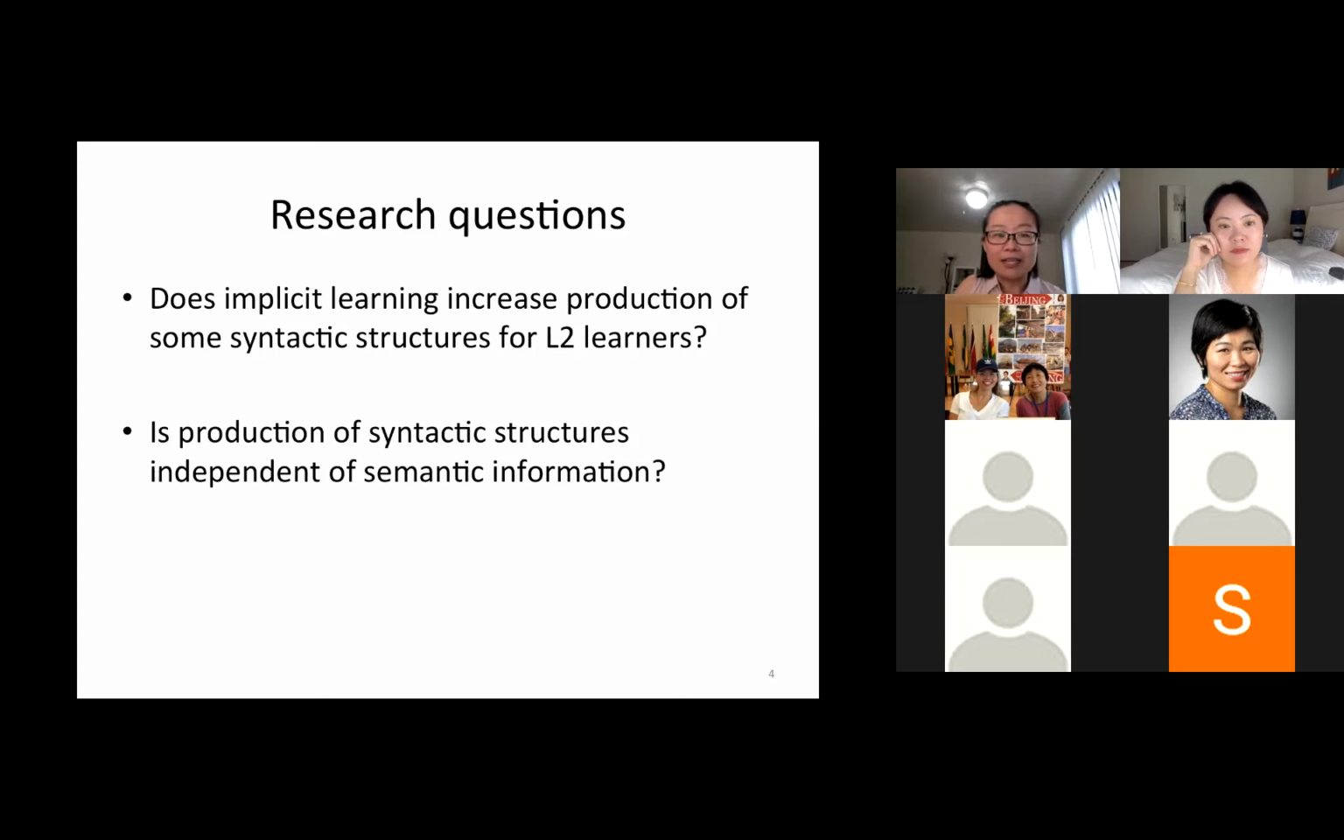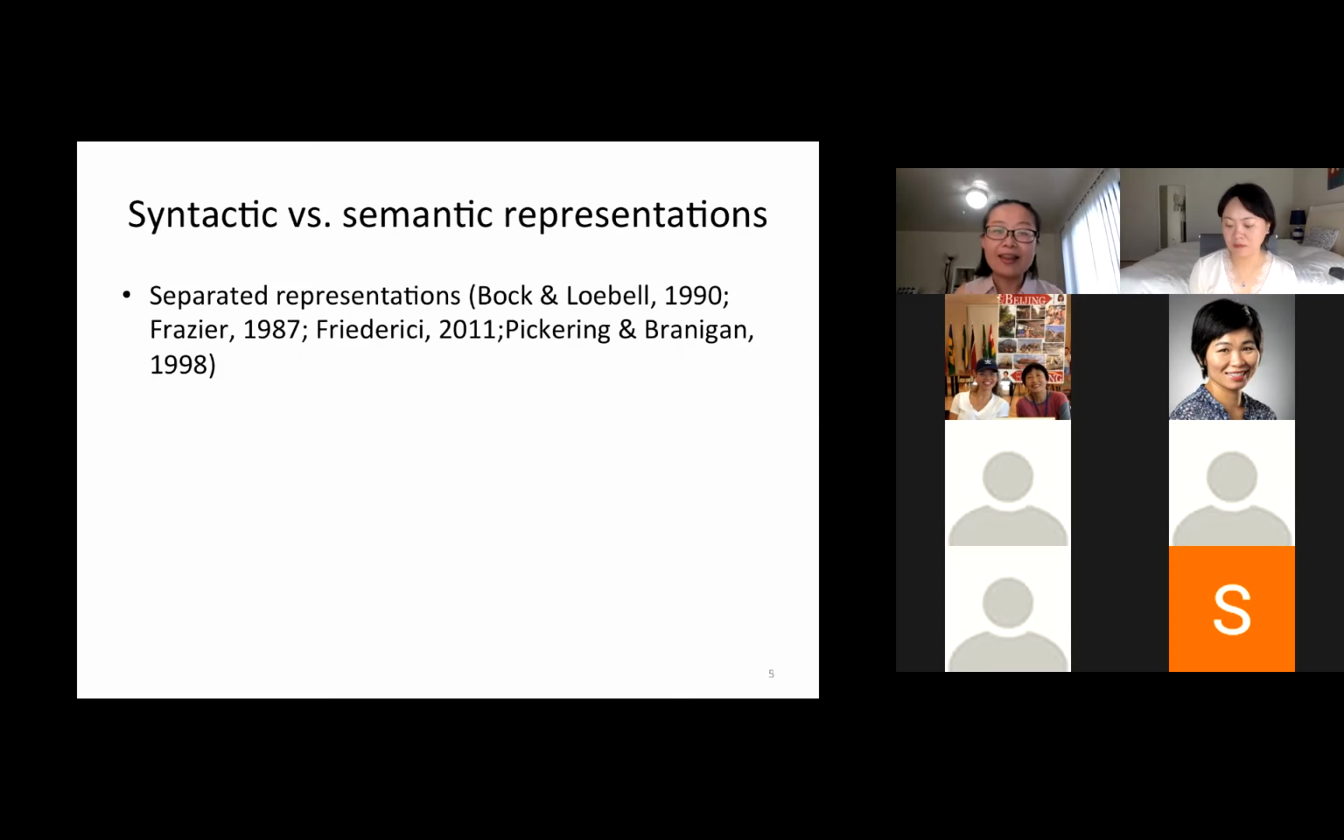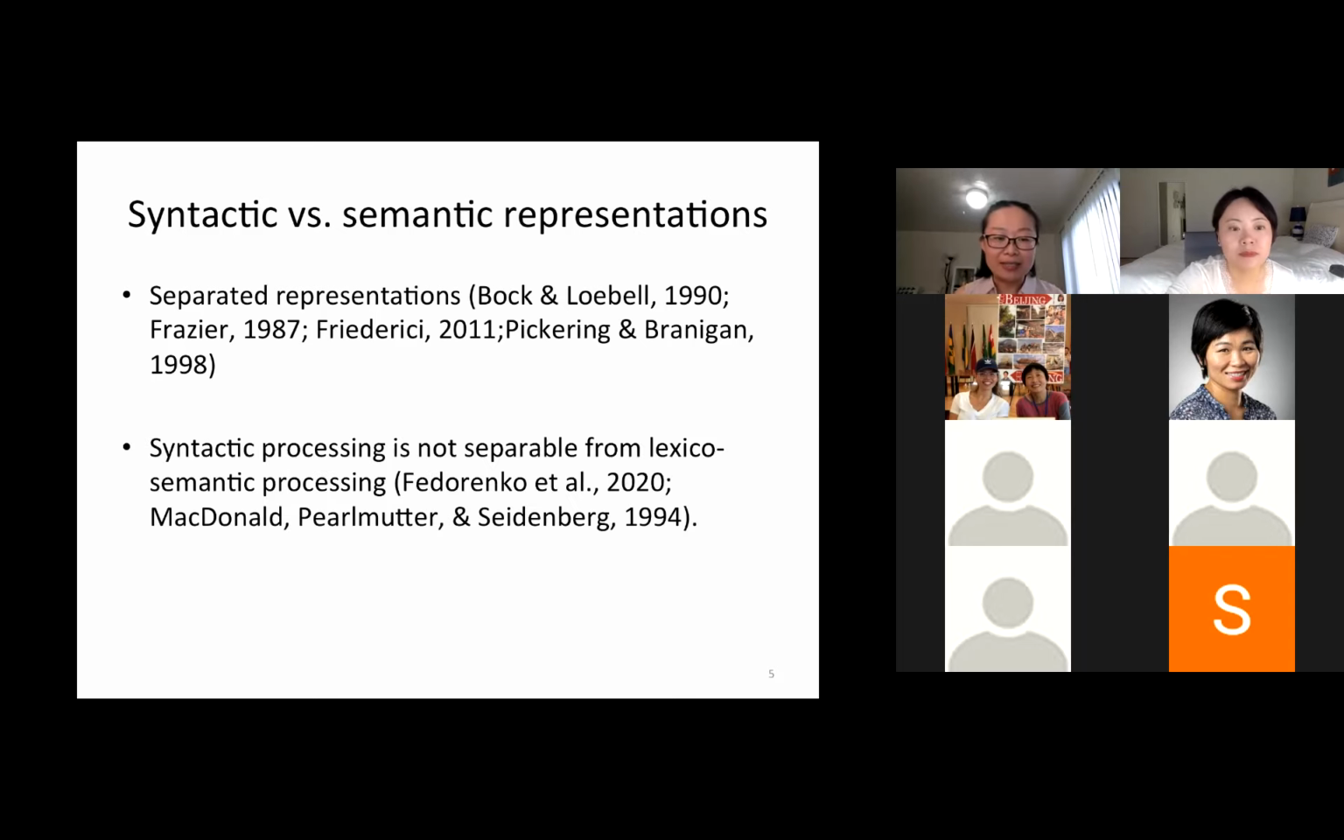There are a lot of studies investigating semantic representations and syntactic representations, and there are arguments about that. One argument is that syntactic and semantic representations are separate from each other. But another argument says syntactic processing is not separable from semantic processing.